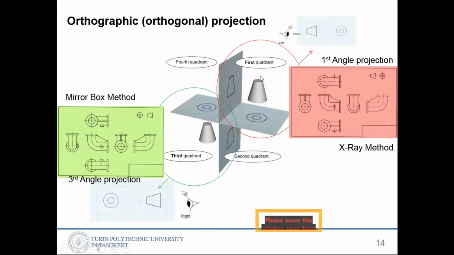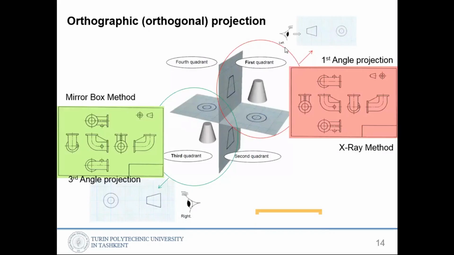What's the difference? We are putting our part here, and this is a space. This is a real 3D space. We are dividing the space using two planes, one vertical and one horizontal. So we are dividing the space into 4 quadrants. The first part is the first quadrant, the second part is the second quadrant, the third is the third quadrant, and the fourth is the fourth quadrant.